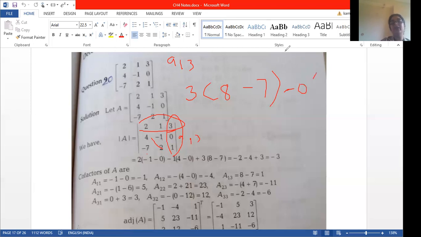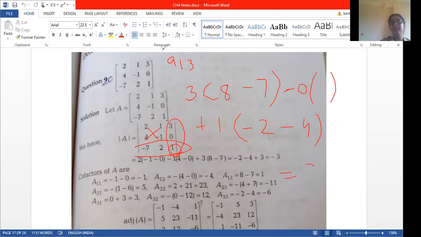And then 0 multiplied by anything will be 0, so I'm not writing that. Then next is what? Next is yours 1 multiplied by plus 1 will come. Which element is it? A33. This one is what? A33. So 3 plus 3 is 6. So minus 1 to the power of 6 is 1 only. So plus 1 multiplied by, leaving this row and this column, we are left with 2 into minus 1 minus 2 minus 4 into 1 minus 4. So your answer will be equal to 3 into 8 minus 7 is 1. So 3 plus 1 times minus 6, that is equal to what?